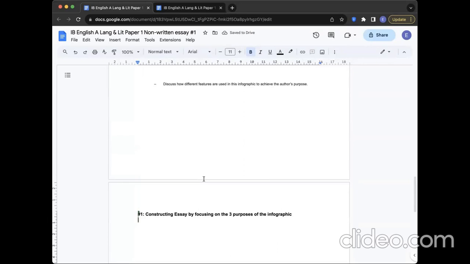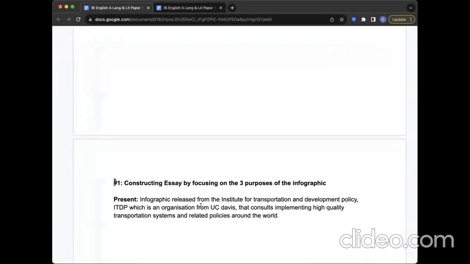For this case, I identify 3 different purposes of the infographic so that I can compose 3 different bodies. Before that, it's fairly important to sort out the intro content first. I need to identify the source. It is an infographic released from the Institute for Transportation and Development Policy, which is ITDP. This is an organization from UC Davis that consults implementing high-quality transportation systems and related policies around the world. Obviously, you guys can shorten this one. I just brought all the holistic information.